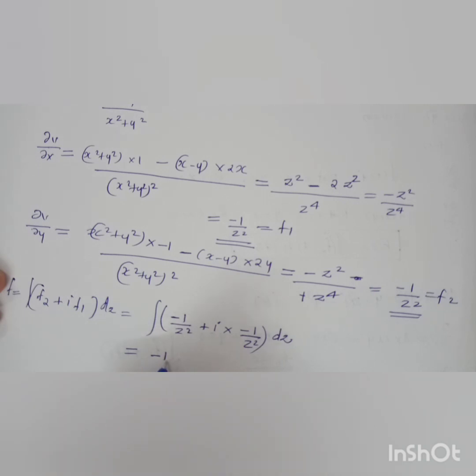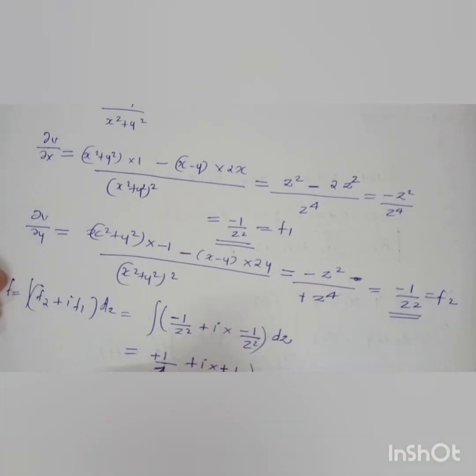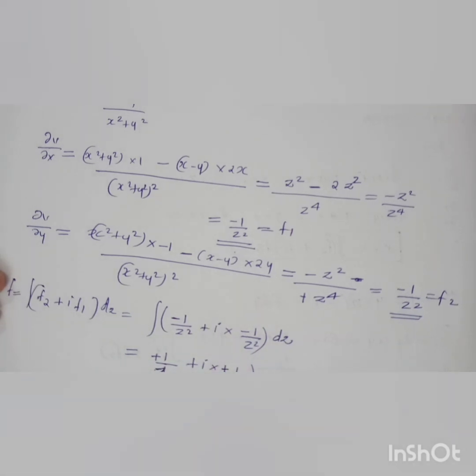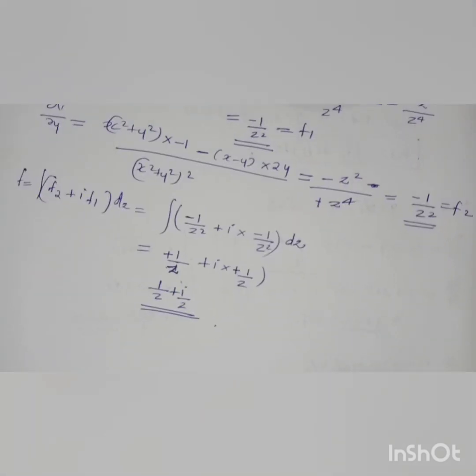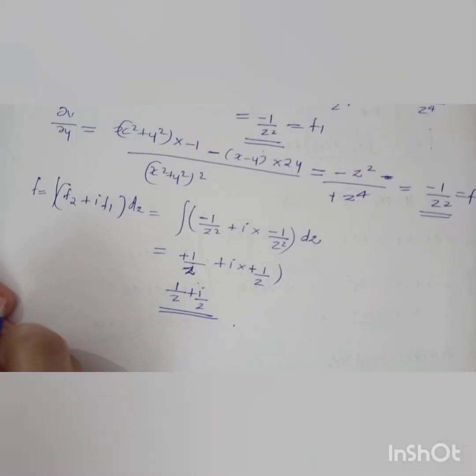So minus 1 by z. So from that we get 1 by z here, and plus i into minus is already there, 1 by z square, the integral, that is minus 1 by z, so 1 by z. So 1 by z plus i by z. This is the function we get from this v of x comma y.